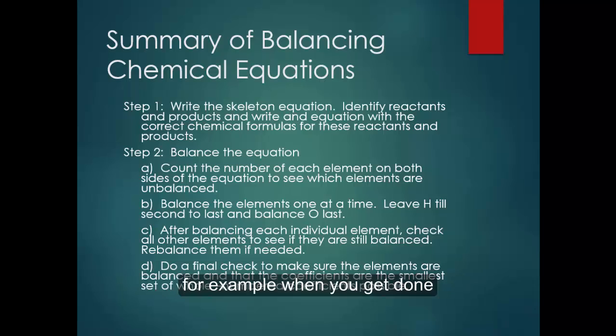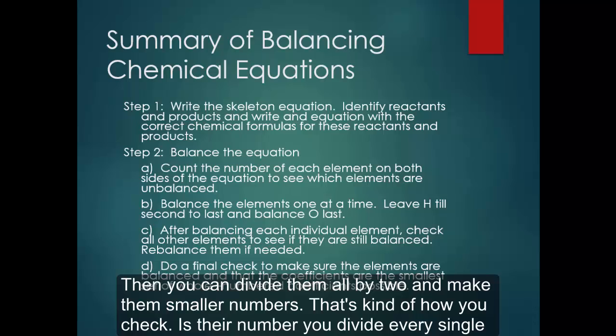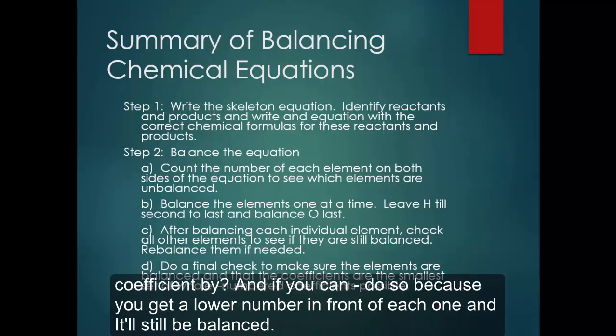So for example, when you get done, if all of your coefficients are even, then you can divide them all by 2 and make them smaller numbers. That's kind of how you check. Is there a number you could divide every single coefficient by? And if you can, do so, because you'll get a lower number in front of each one and they'll still be balanced.